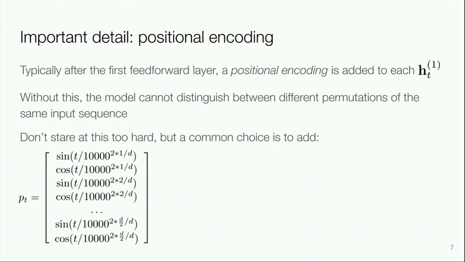Each PT, which is different for all the different time steps that I have, because it's a function of T, as we can see, is also a D-dimensional vector. What I do with this positional encoding is I literally just add it to the HTs. It's an element-wise addition to each one of these representations that I'm generating from the first feed forward layer. Because I'm adding something different to each one of these HTs, I'm going to get different positional information that's then embedded into that resulting vector.